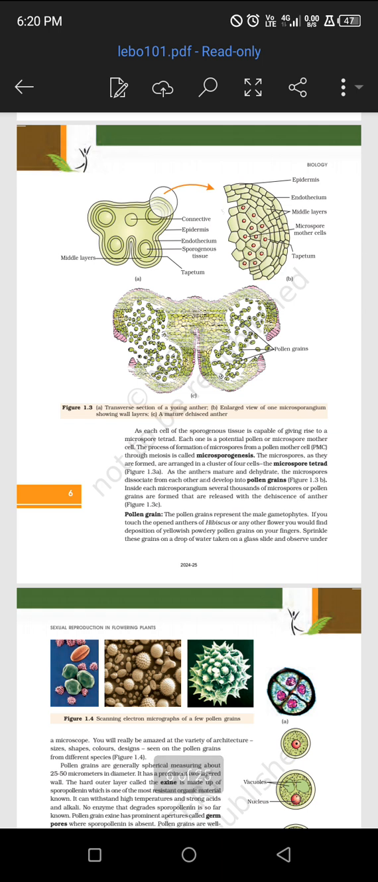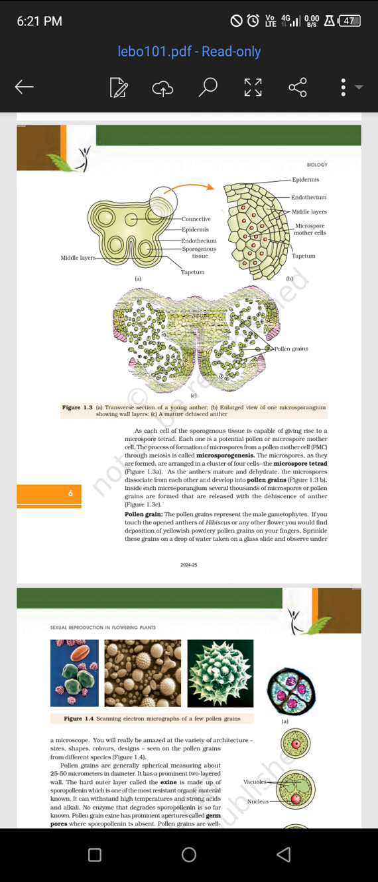Okay, and as each cell of the sporogenous tissue is capable of giving rise to a microspore tetrad, each one is a potential pollen or microspore mother cell. The process of formation of microspores from a pollen mother cell through meiosis is called microsporogenesis. So you need to remember that each one is a potential pollen or microspore mother cell. The process of formation of microspores in a pollen mother cell through meiosis is called microsporogenesis.